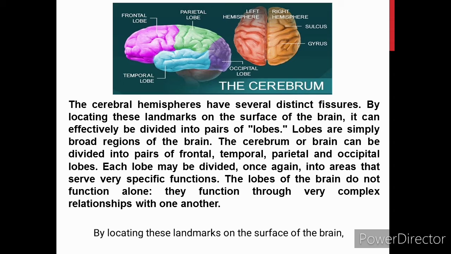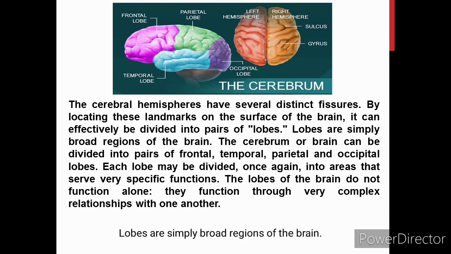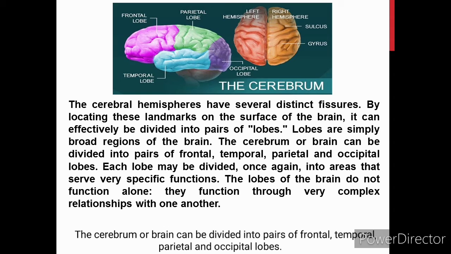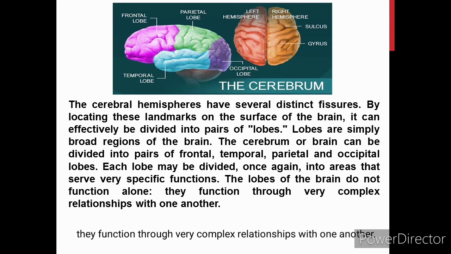By locating these landmarks on the surface of the brain, it can effectively be divided into pairs of lobes. Lobes are simply broad regions of the brain. The cerebrum can be divided into pairs of frontal, temporal, parietal, and occipital lobes. Each lobe may be divided, once again, into areas that serve very specific functions. The lobes of the brain do not function alone. They function through very complex relationships with one another.